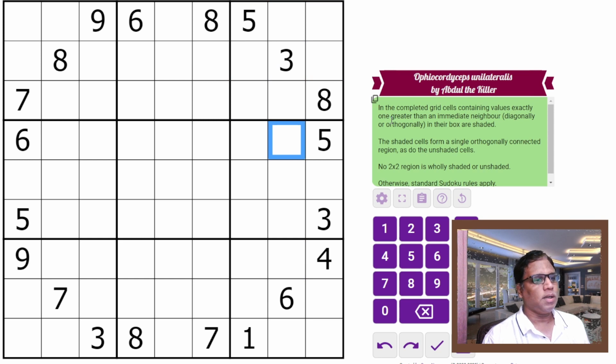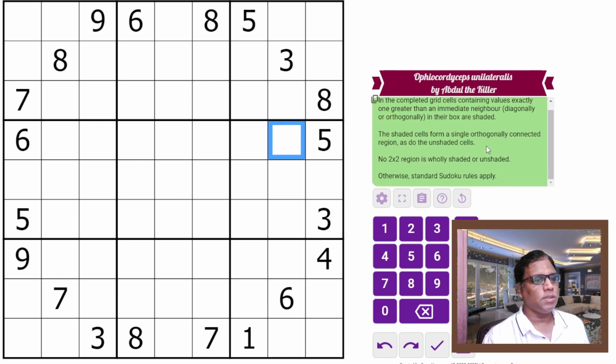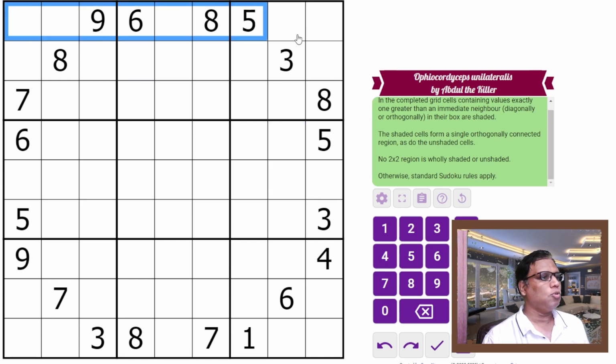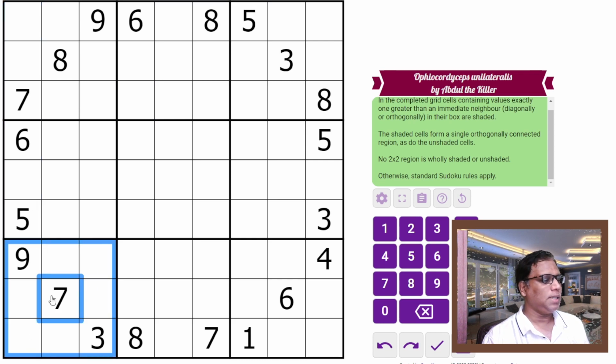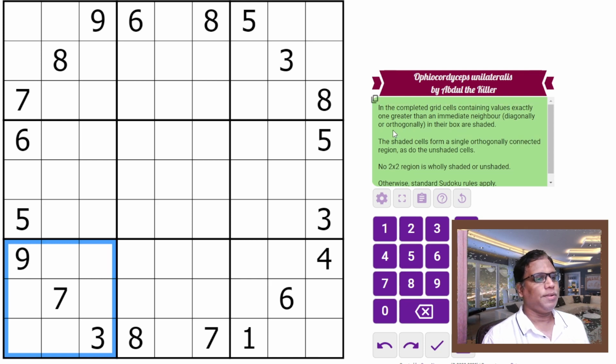So in the completed grid, cells containing values exactly one greater than an immediate neighbor in their box are shaded diagonally or orthogonally. The shaded cells form a single orthogonally connected region, as do the unshaded cells. No 2 by 2 region is wholly shaded or unshaded, otherwise standard Sudoku rules apply. So let's go in reverse. Standard Sudoku rules apply. That means each row, each column, and each 3 by 3 box contains the digits 1 to 9 exactly once without any repetition.